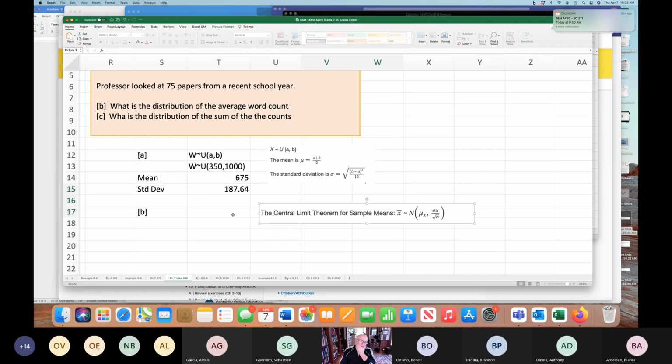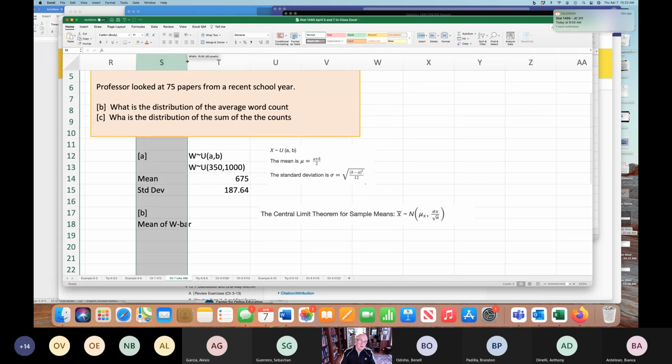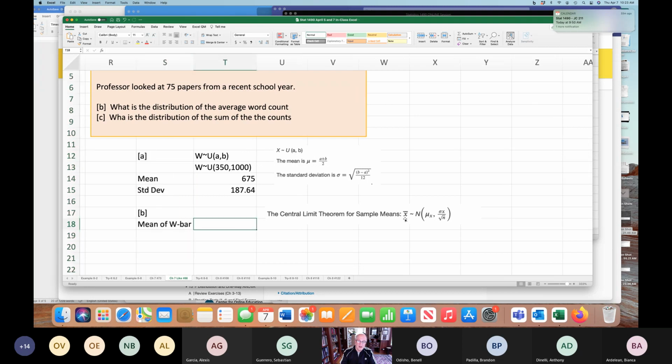Okay. So now I know my what? W bar. I can write it this way, or I can write it, let's write it over here. The mean of W bar, the average number of words, right? That's what I'm interested in. What's that going to be? Well, it's going to be the mean of the individuals. What's the mean of the individuals? That number doesn't change.